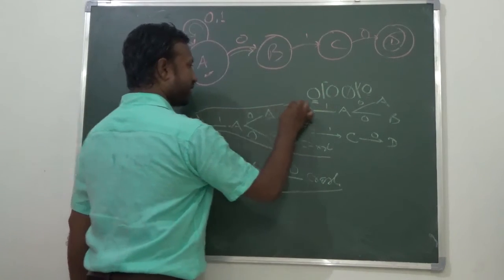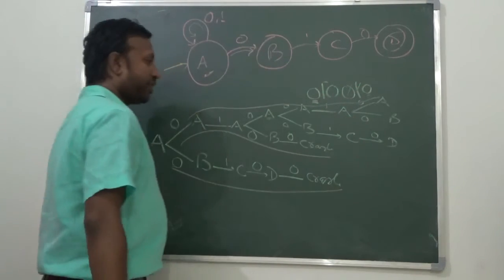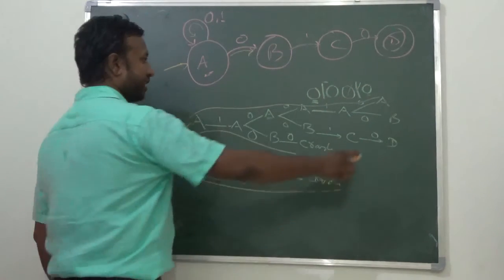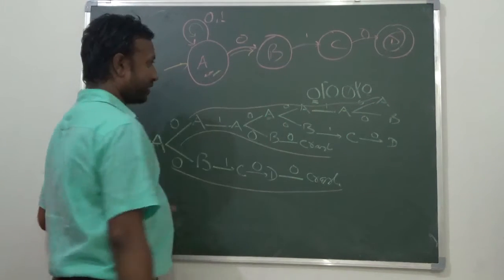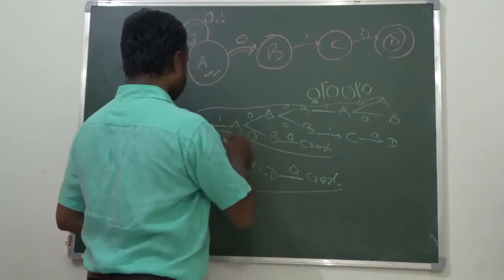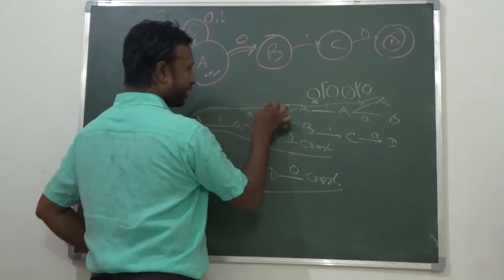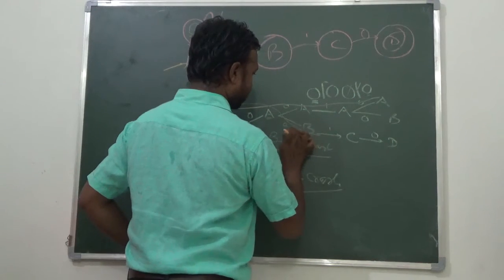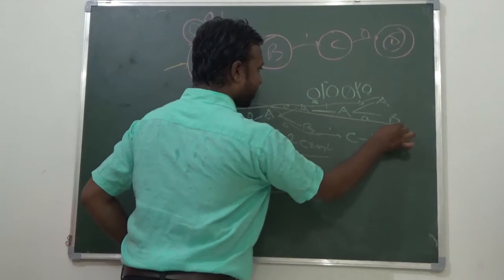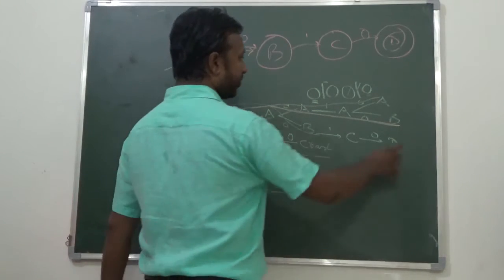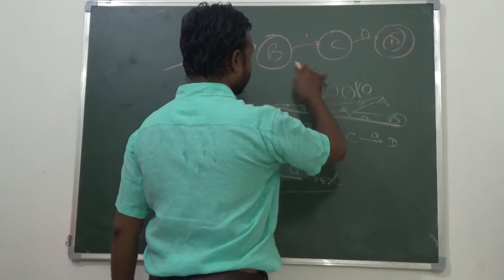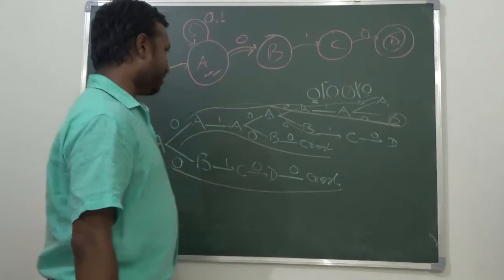If we analyze this branch, it is going to stay in the state A, that is again the start state, it is not the final state. Now if we analyze this, then again the machine is going to stay in the state B, right? That is also a non-final state.